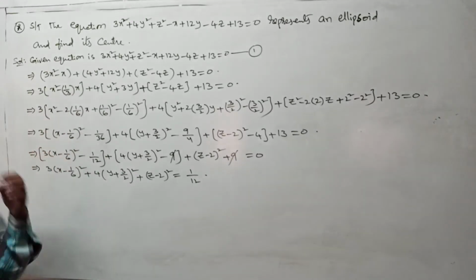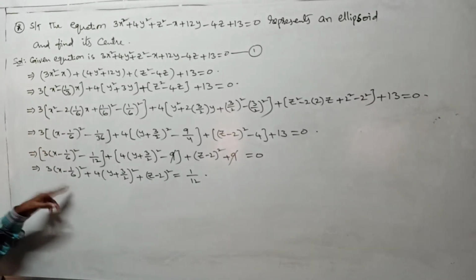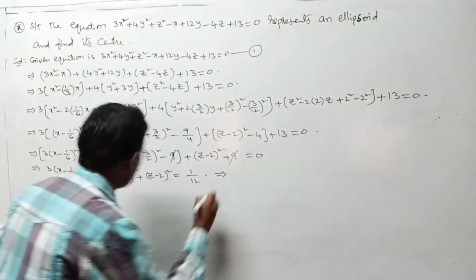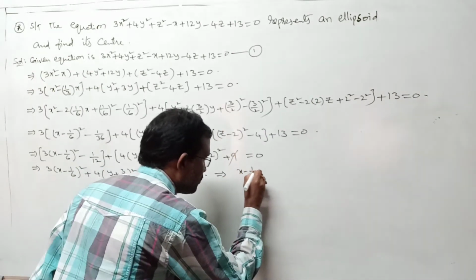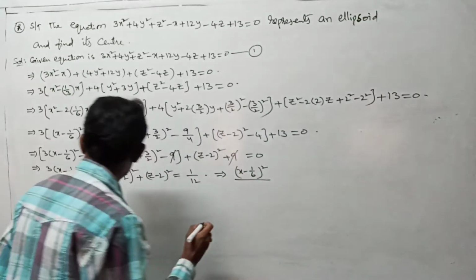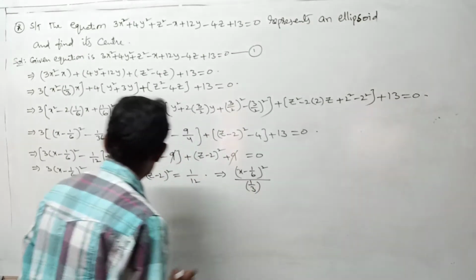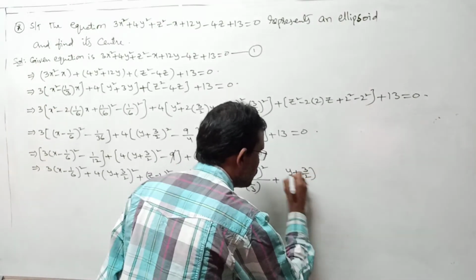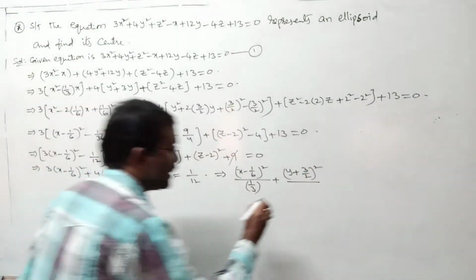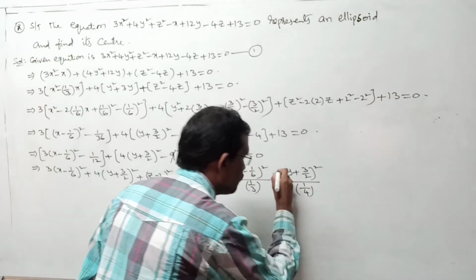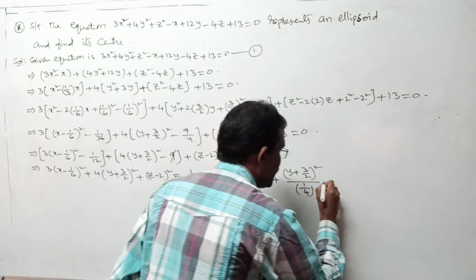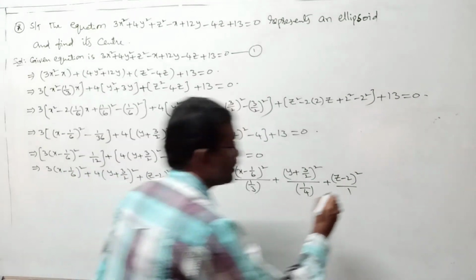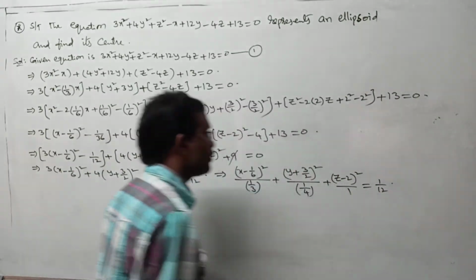Any problem? Again, this 3 I am going to write as 1 by 1 by 3. This 4 I am going to write as 1 by 1 by 4. That means this same expression you can write as (x minus 1 by 6) whole square by 1 by 3, plus (y plus 3 by 2) whole square by 1 by 4, plus, as it is, (z minus 2) whole square by 1, is equal to 1 by 12. Any problem now?